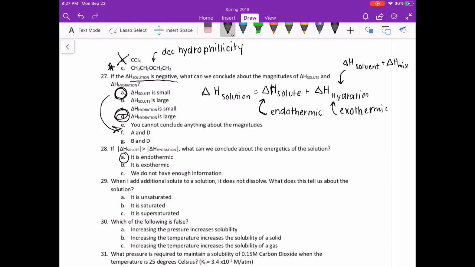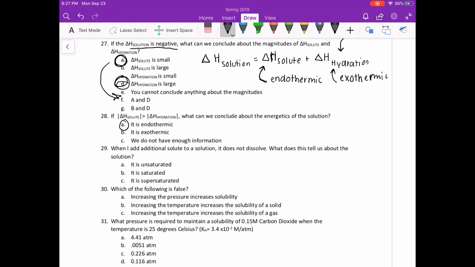29, when I add additional solute to a solution, and it does not dissolve, what does this tell us about the solution? It is unsaturated, saturated, or supersaturated. So if it's unsaturated, when I add more solute, it'll dissolve. So, yeah, that's all I can really say there. If it's saturated, it won't dissolve, and if it's supersaturated, it's going to recrystallize. So I'm just going ahead and writing all that down for you guys right there.